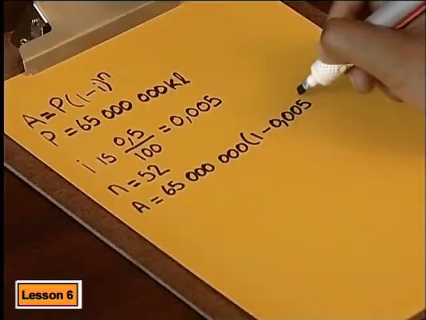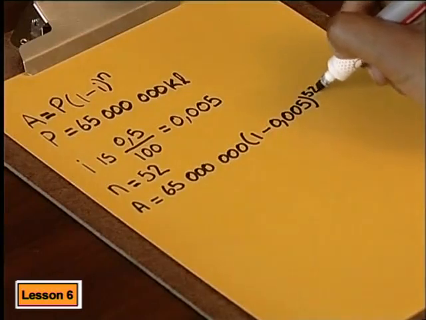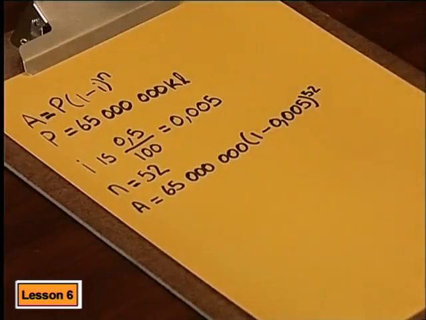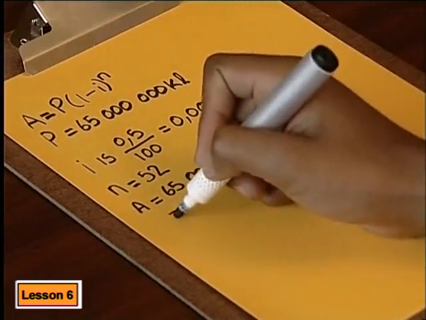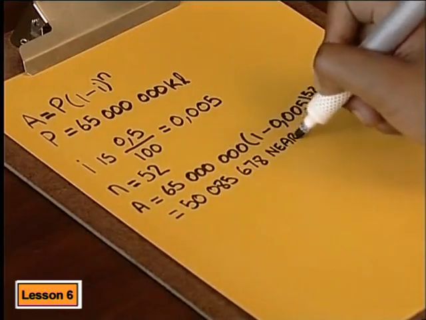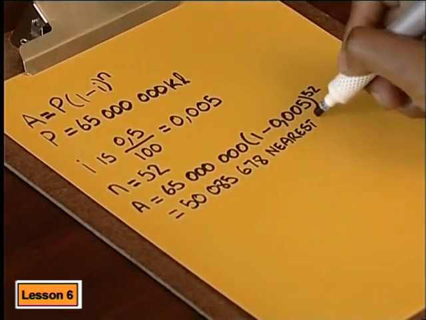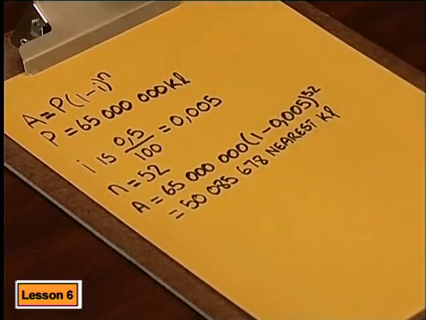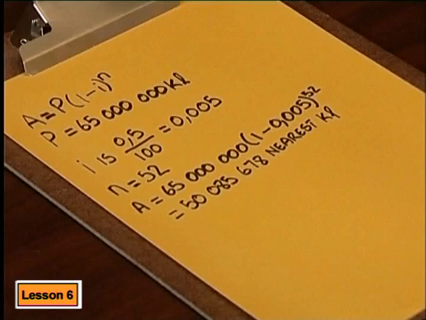Let's see. I start in the bracket, then to the power of 52, and times that by 65 million. I get 50,085,678. That's to the nearest kiloliter. Now I'm ready to work out the effective percentage decrease, I think. You're doing well. Now you want to know about how much the water has decreased. Then you work it out as a percentage of the original amount of water in the dam. The decrease in 1 year will be 65 million minus this amount.